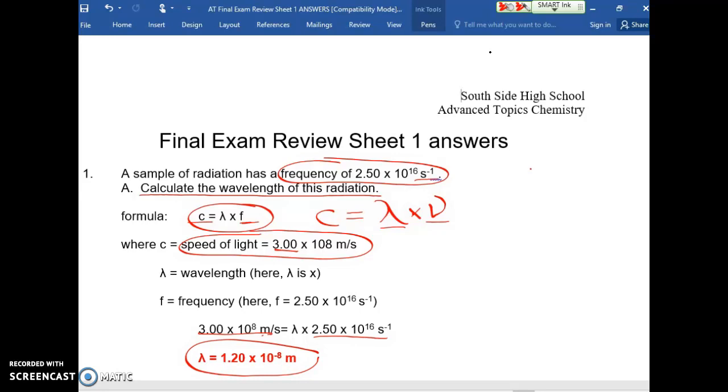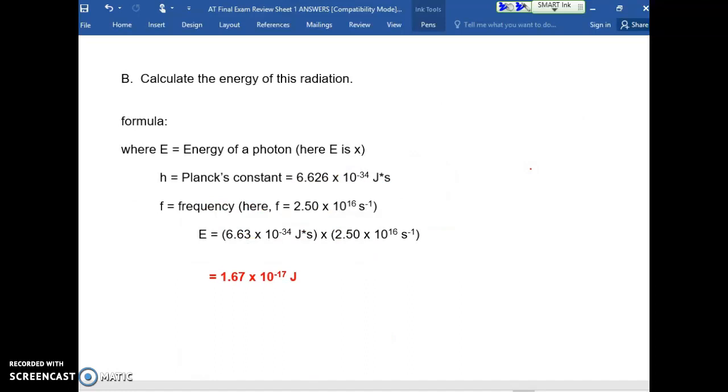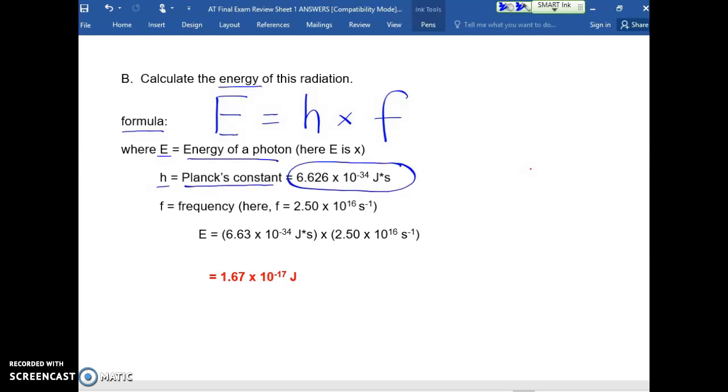Now, for part B, we're again going to use this value for the frequency. The formula we use when we want the energy of a photon and we're given the frequency is: the energy of a photon equals Planck's constant times the frequency of that photon of electromagnetic radiation. E is energy, h is Planck's constant. Planck's constant, which will be given to you, is 6.63 times 10 to the negative 34th. And again, we're using the frequency given to us in the question itself.